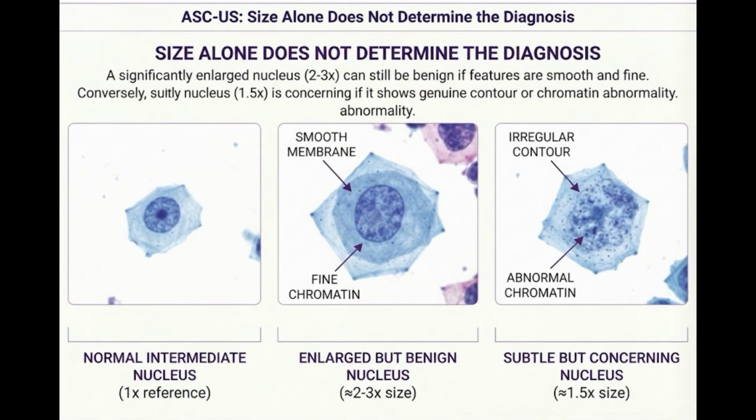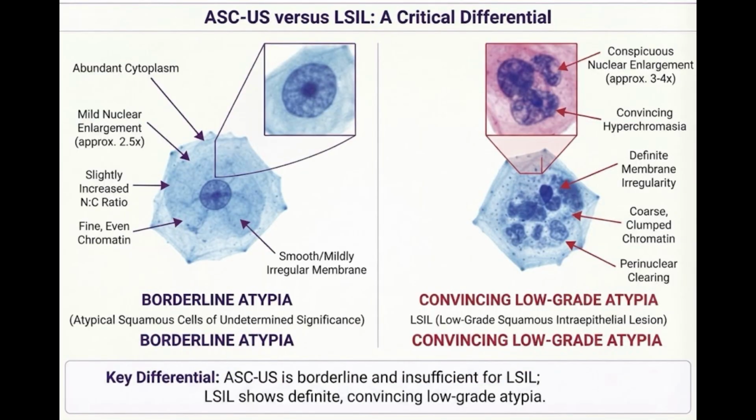A 2 to 3-fold enlarged nucleus may still be benign if its membrane remains smooth and its chromatin remains fine. Conversely, subtle enlargement becomes more significant when accompanied by genuine contour or chromatin abnormality. ASCUS versus LSIL. The most important epithelial differential for ASCUS is LSIL. In ASCUS, nuclear enlargement is usually mild. The N:C ratio is only slightly increased. Hyperchromasia is minimal or variable, and the nuclear contour may be smooth to mildly irregular.